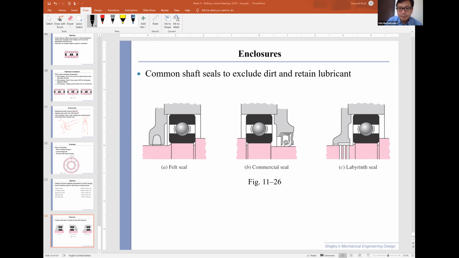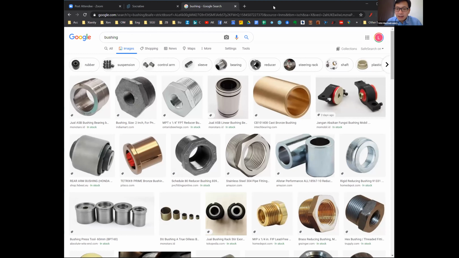Bapak screen share aja, Pak. Iya sih. But let me first show some images. I'm surprised my PowerPoint slide doesn't even have images of bushings. So let me share my Chrome. Oke, sekarang yang saya share Google Chrome kan ya?